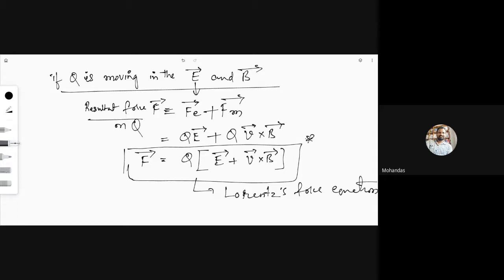Very, very important. The Lorentz force equation is Q into E plus V cross B. For the mid examination, it is very, very important. Derive the Lorentz force equation, which means you have to derive F equals Q into E plus V cross B. This is equation number 3. If anybody has any doubts while deriving this equation, because I gave this question for the mid examination, you can ask the question. You can ask the doubts.